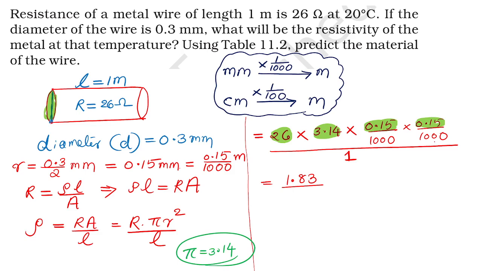1000 into 1000. Normally, if there are more zeros, we prefer to express them as powers of 10. 1000 is 10 cube. Do you know that? If there are many zeros, we prefer to write them as powers of 10. Again, 1000 is 10 cube.